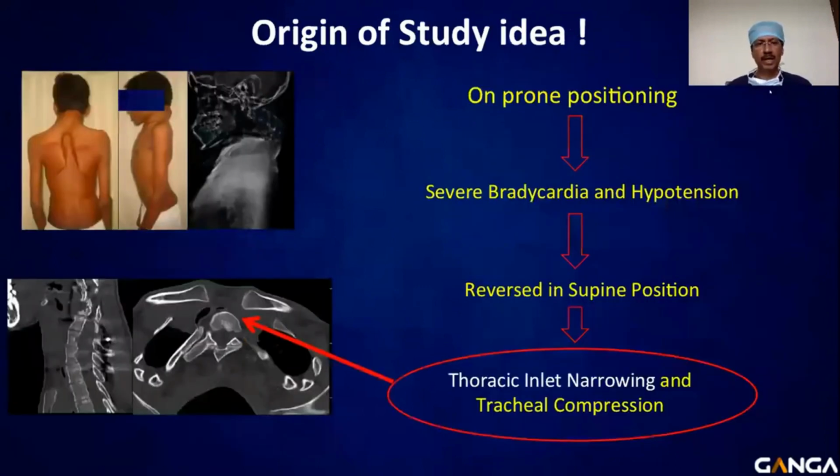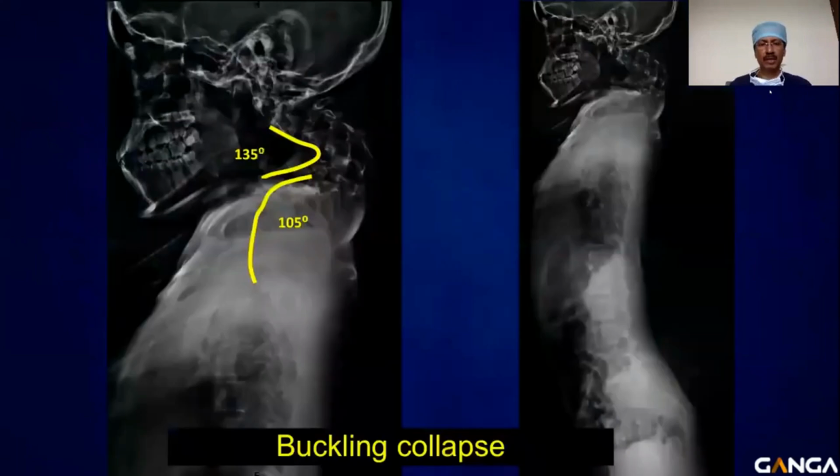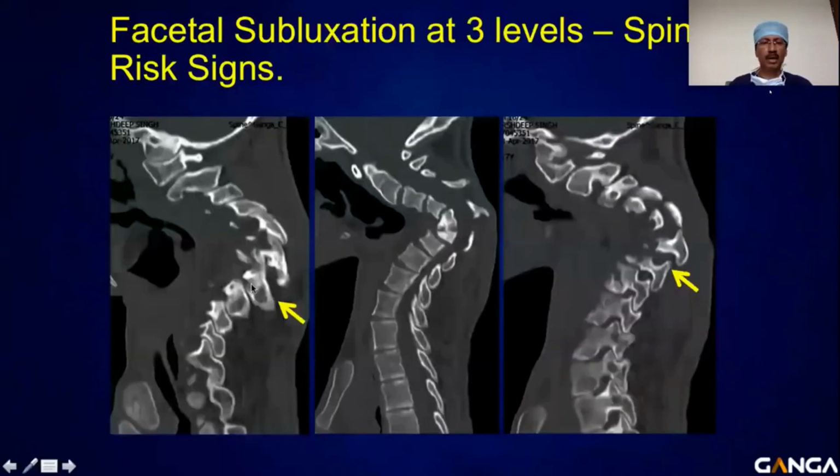Now, our interest in this area actually started off with this case where you can see that he has a very severe cervical kyphosis. Clinically, you can see that there is a huge kyphosis over here, and the entire thoracic spine was converted into a large lordosis: a 135 degrees kyphosis in the cervical region with a 105 degrees lordosis at the upper thoracic region. Now, this actually led to a severe compromise of the thoracic inlet, as you will see.